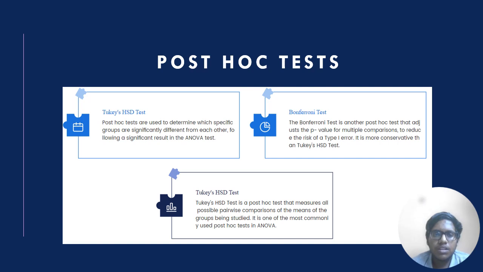Post-hoc tests. Post-hoc tests are used to determine which specific groups are significantly different from each other, following a significant result in the ANOVA test. Bonferroni test. The Bonferroni test is another post-hoc test that adjusts the p-value for multiple comparisons to reduce the risk of a type 1 error. It is more conservative than Tukey's HSD test. Tukey's HSD test. Tukey's HSD test is a post-hoc test that measures all possible pairwise comparisons of the means of the groups being studied. It is one of the most commonly used post-hoc tests in ANOVA.